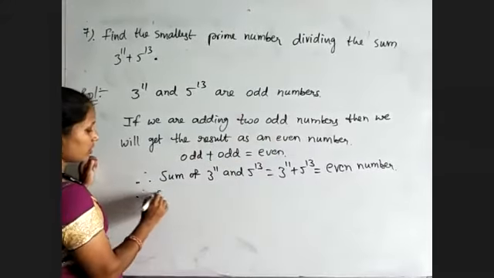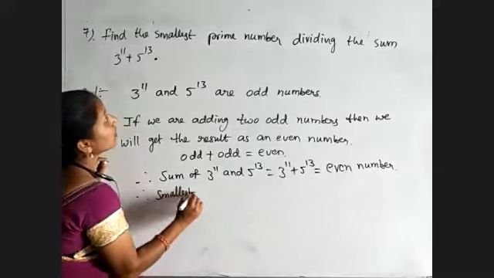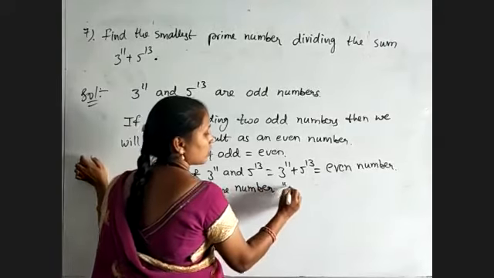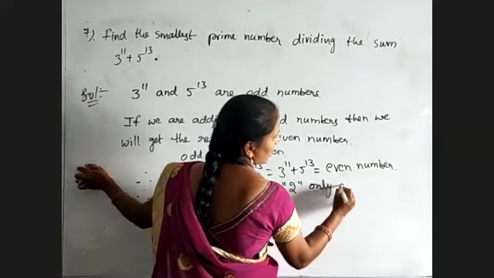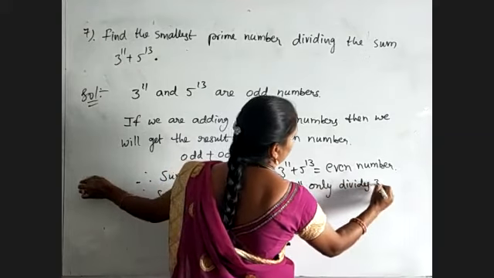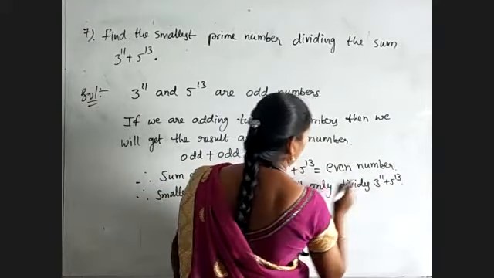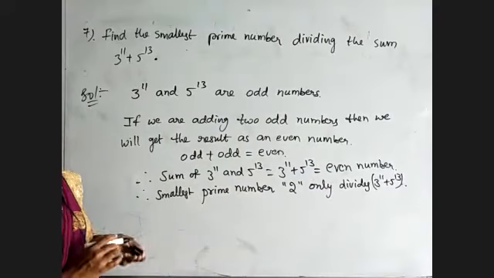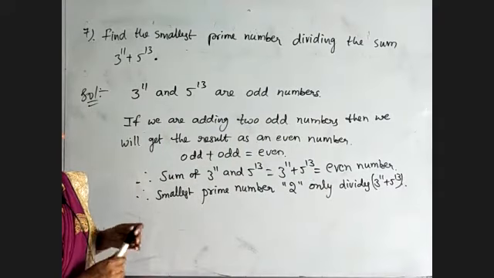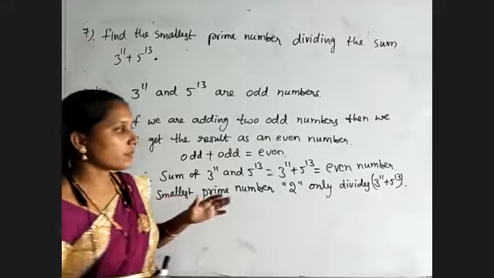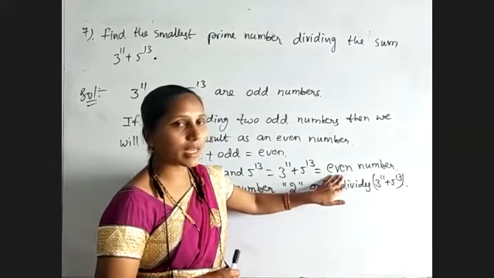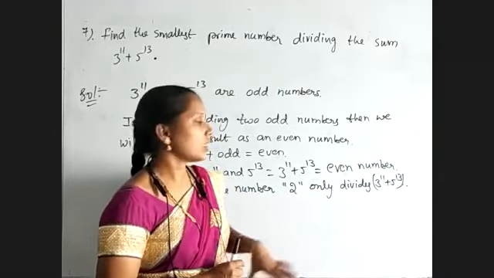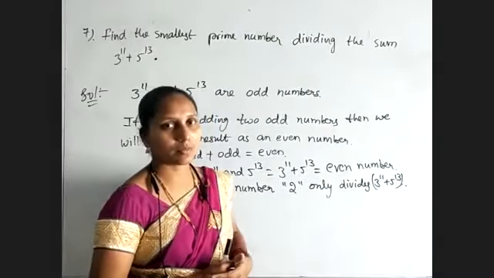So therefore, the smallest prime number to divide 3 power 11 plus 5 power 13 is 2. Okay, once again observe, why I am writing 2 only is because it is an even number. The only even prime number we have is 2. All the remaining numbers are odd primes. So that's why only 2 divides the given sum. Okay.